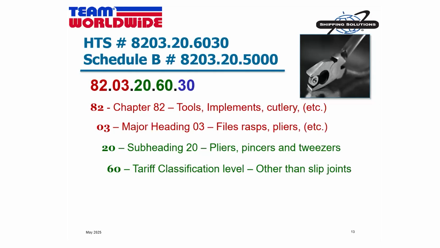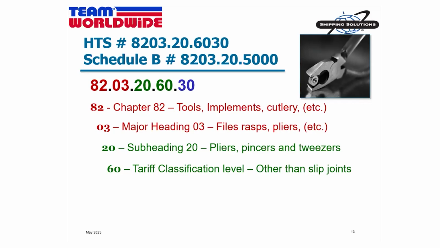So the first set of 8 digits is the tariff classification level, because on the import side, your rate of duty, your standard rate of duty, or the special rate of duty, or even the column 2 rate of duty is set at that level. Now, in this case, on import, they wanted to know if these were slip joint pliers or not. So that's a piece of technical information we needed. Without a picture or that information, we could not properly classify it.